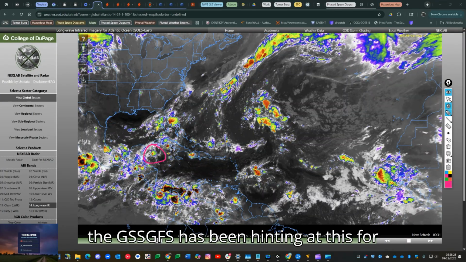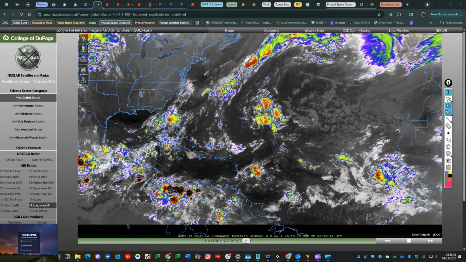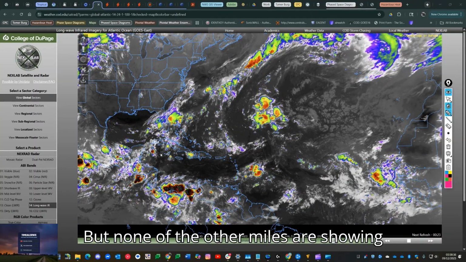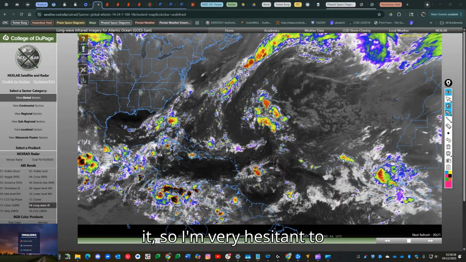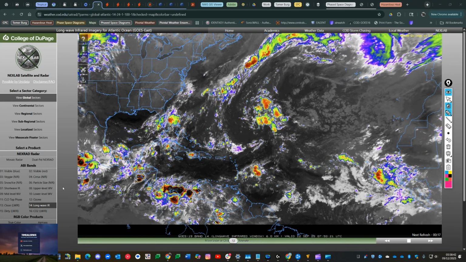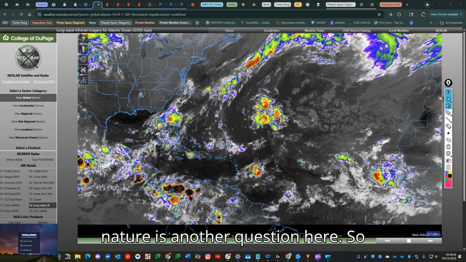area. And the GFS has been hinting at this for quite a while, but none of the other models are showing it, so I'm very hesitant to really talk about it much. And whether or not it'll be tropical in nature is another question here.